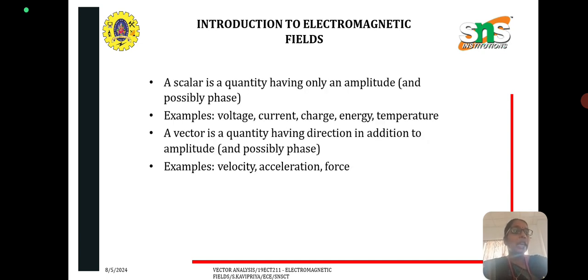First, what is a scalar? A scalar is a quantity that has only amplitude. Examples of scalars are voltage, current, charge, energy, temperature. A vector is a quantity having a direction in addition to the amplitude. Examples are velocity, acceleration, force.